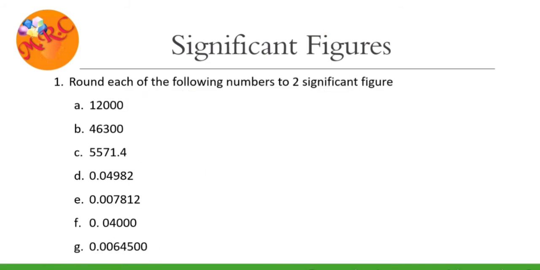All right, so let's look at some examples now. The first one, the instruction says round each of the following numbers to two significant figures. Before we round them to two significant figures, we're going to look through to see how many significant figures are in each. So let's look at A. A has two significant figures, the 1 and the 2. They are significant. The zeros that follow are not significant. So 12,000 has two significant figures.